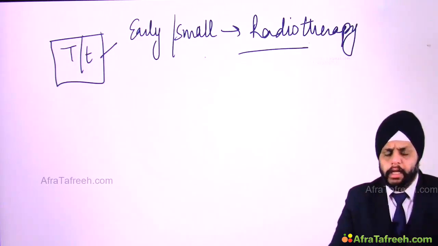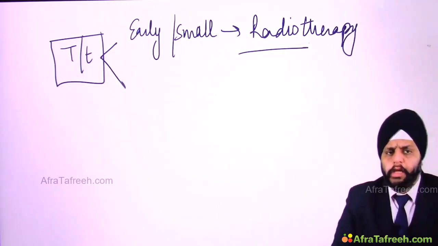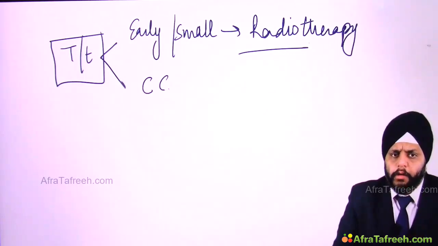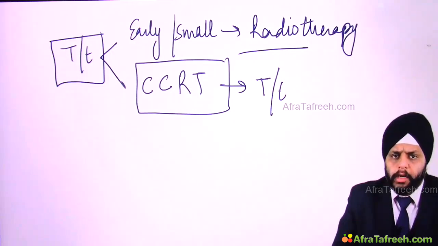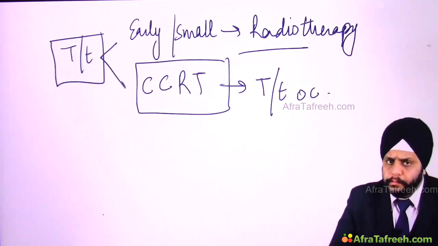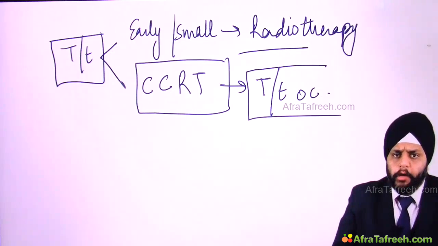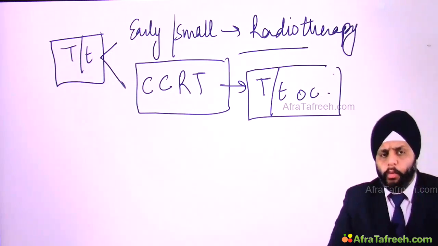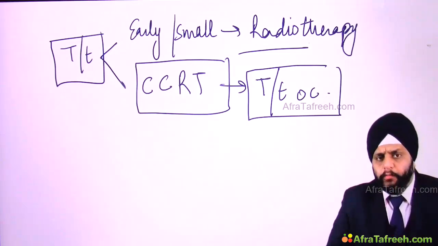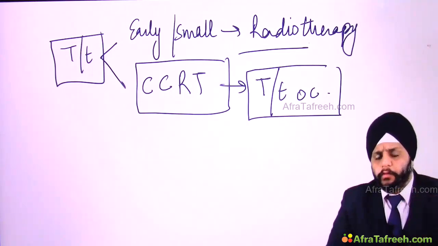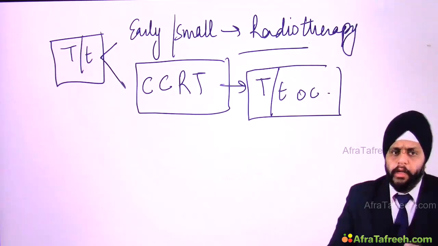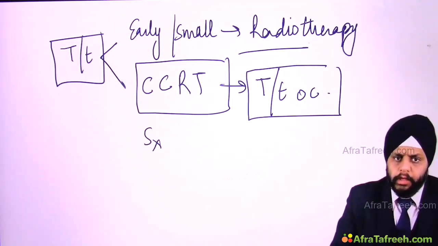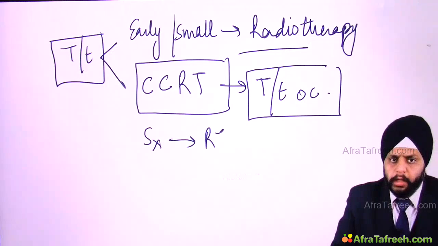Now, other than the early or the small tumors, for all the others we nowadays prefer CCRT, concurrent chemoradiotherapy. So this is the treatment of choice, concurrent chemoradiotherapy. Why don't we like to go for surgery? We don't like surgery because even for small lesions, we will have to do a big mutilating surgery. However, some surgeons do surgery, and surgery has to be followed by radiotherapy.